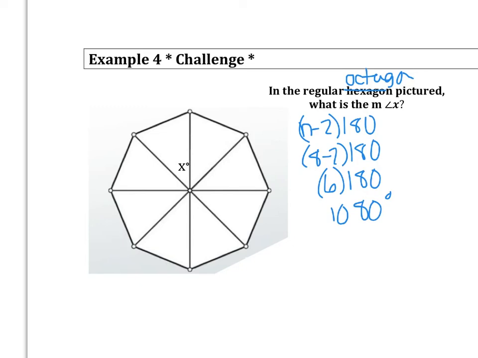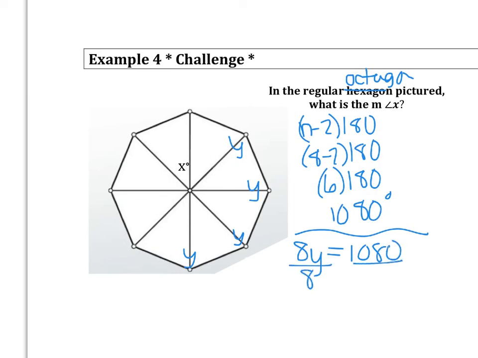Okay, now because this is a regular octagon, I can find each of these individual angles that make this up by writing an equation. 8, we'll call these all y. So 8y is equal to 1,080 degrees. Now I can divide by 8. And when I do that, I end up finding that each angle is 135 degrees.